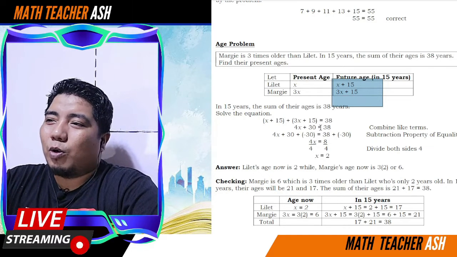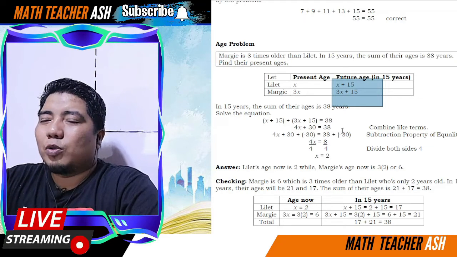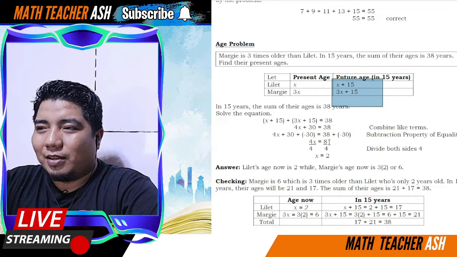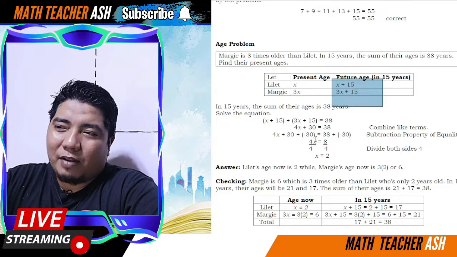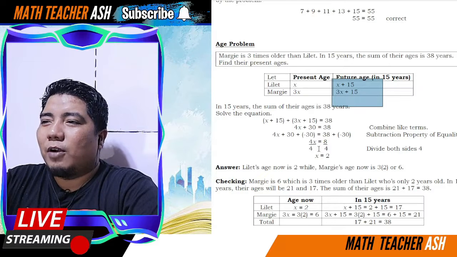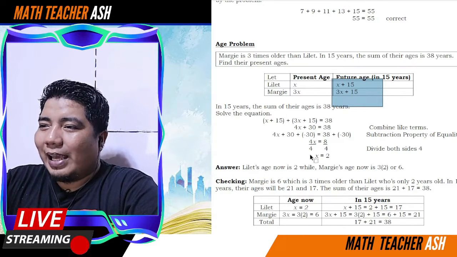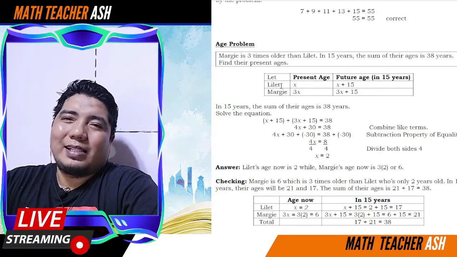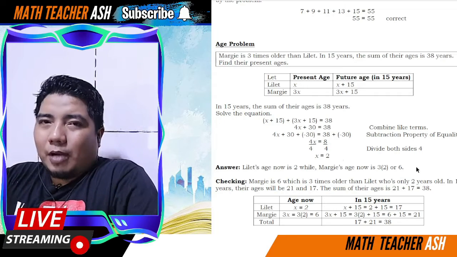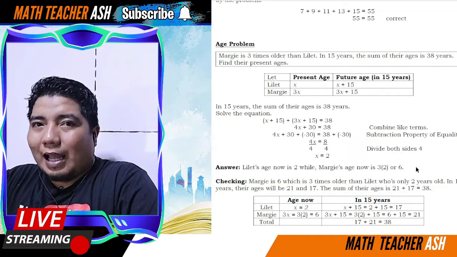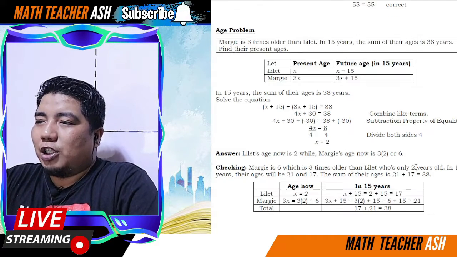So, you combine like terms, ililipat si 30 sa kabila, minus 30 na tayo dyan. So 38 minus 30, that is 8. You bring down 4x. Dahil si x may katabi na 4, you divide both sides by 4. So cancel na ang 4 dito. X is equal to 2. So sino ba si x natin? Si x natin ay si Lilet. Meaning si Lilet ay 2 years old. And si Margie is 3 times kay Lilet. So 3 times 2, that is 6. So 6 years old naman si Margie.